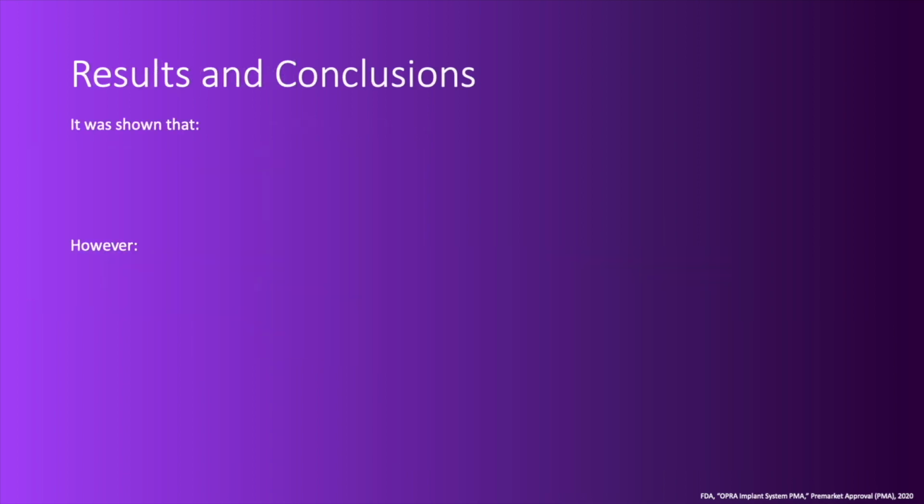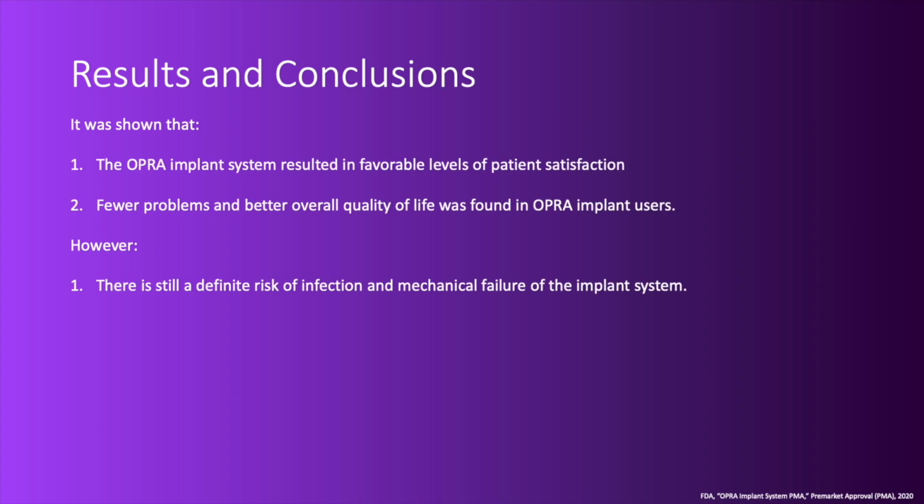The clinical data reported in the aforementioned studies indicates that the OPRA implant system results in favorable levels of patient satisfaction when compared to classic socket-based femoral prostheses. Additionally, the associated complications are deemed to be at acceptable risk. Overall, studies have shown fewer problems and better overall quality of life in the OPRA implant system users, with better mobility and increased prosthetic use commonly reported as positive outcomes of the OPRA system usage.